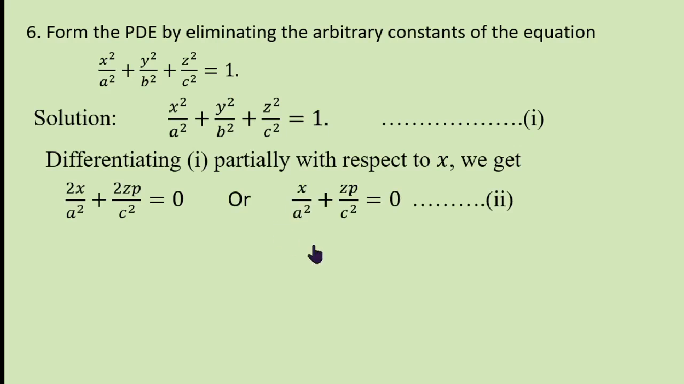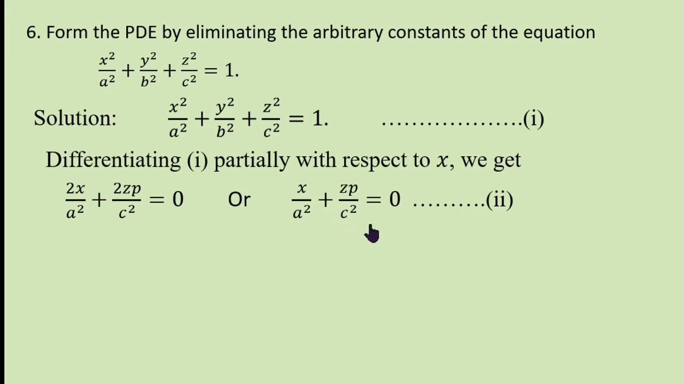Now since a second order partial differential equation is required, differentiate this partially with respect to y. Differentiate x/a² + zp/c² = 0 with respect to y. The derivative of the first part is 0, because x is constant when you differentiate partially with respect to y. And use the product rule to differentiate zp with respect to y: z into ∂p/∂y. The partial derivative of p with respect to y is s.